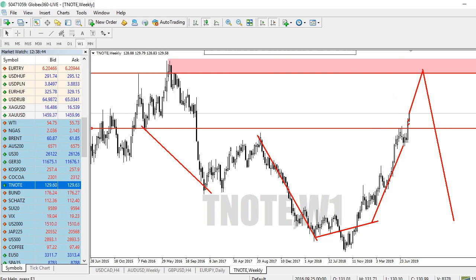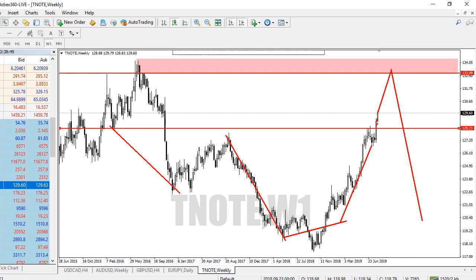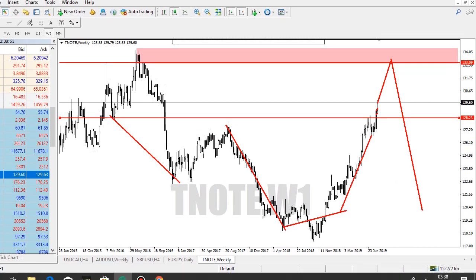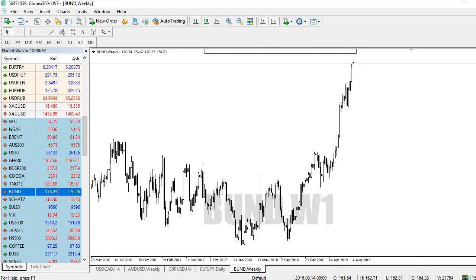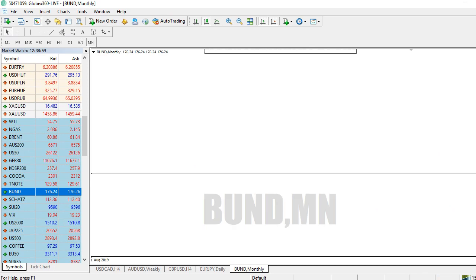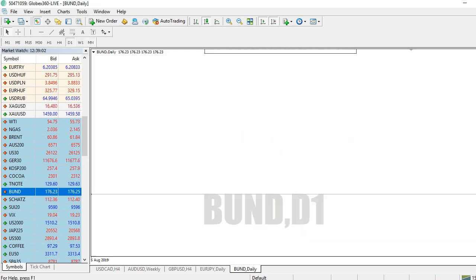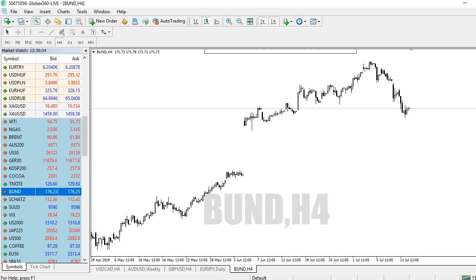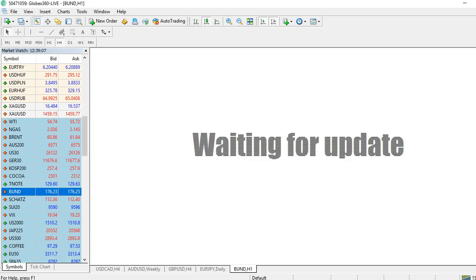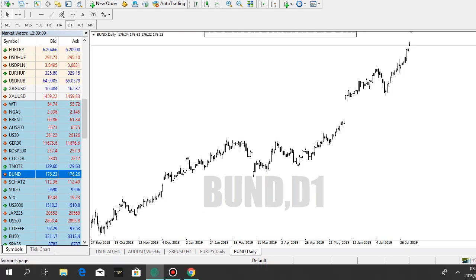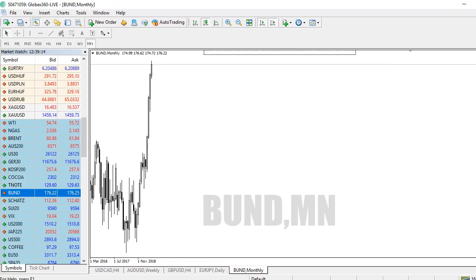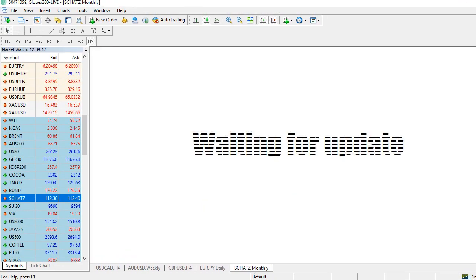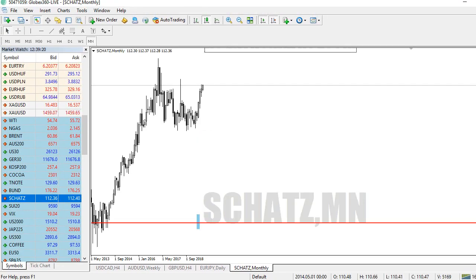My main focus is just the left shoulder. That is where I only do entries. So at this point, it has to go up and touch this level, and then go down again. Okay. Oh, what is this? It's just going up.